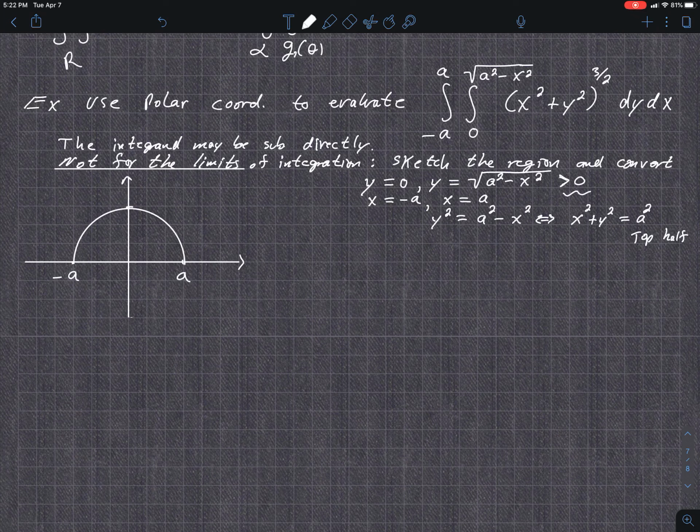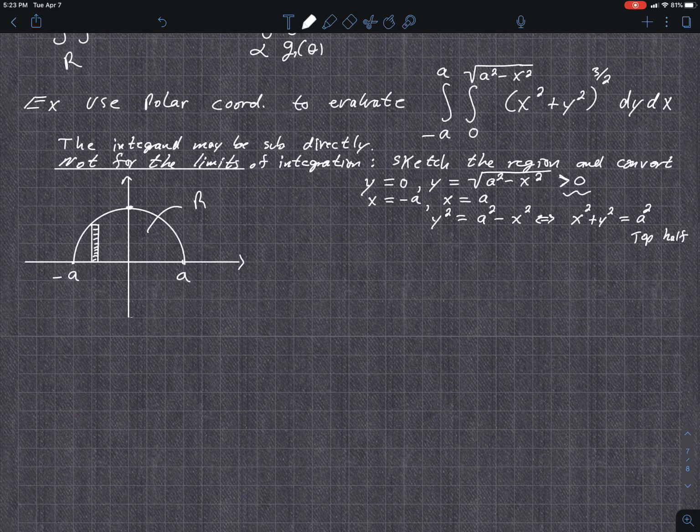You can see that the radius is a, so there's your negative a, and that's your x. That's your region R.